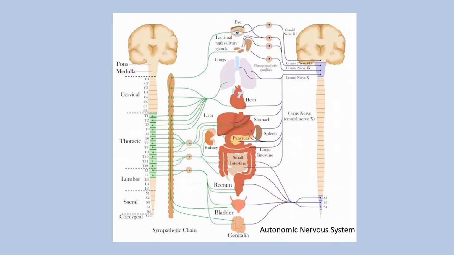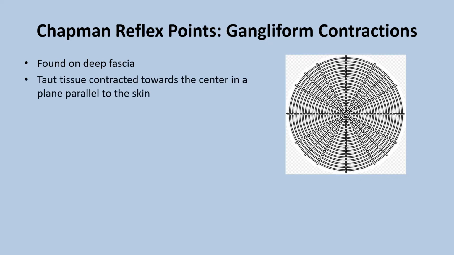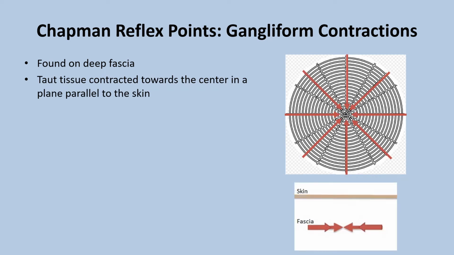Chapman reflex points are believed to be a type of lymphatic reflex response caused by afferent sensory information coming from diseased organs or musculoskeletal structures stimulating reflex changes in the lymphatic system via the spinal cord and/or the autonomic nervous system. This nervous system-mediated alteration to lymph flow is associated with a Chapman point, which is often described as a gangliform contraction. They are within deep fascia, like an aponeurosis or the periosteum surrounding a bone, and feel like taut tissue, all contracted towards the center of the point in a plane parallel to the skin.